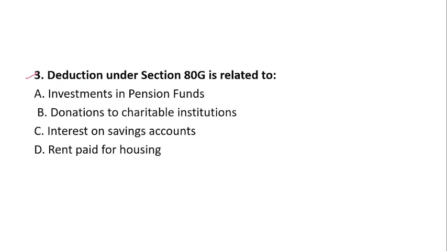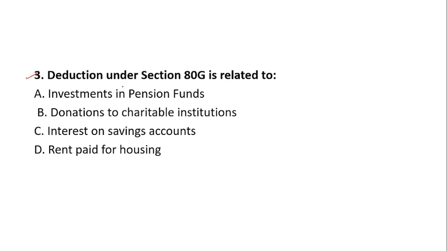Question number 3: the deduction under Section 80G is related to which option? Option A, investment in pension fund; option B, donation to charitable institution; option C, interest on savings account; option D, rent paid for housing. So what will be the answer? Let's pause the video and try to answer it yourself, and after that you can resume the video.